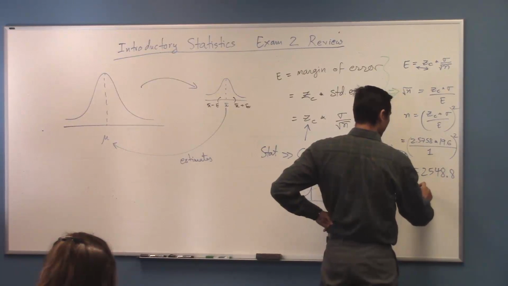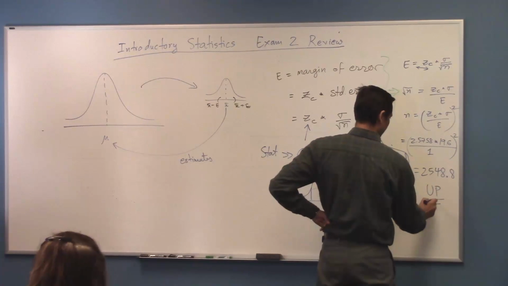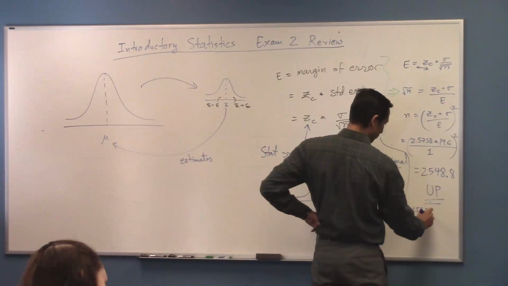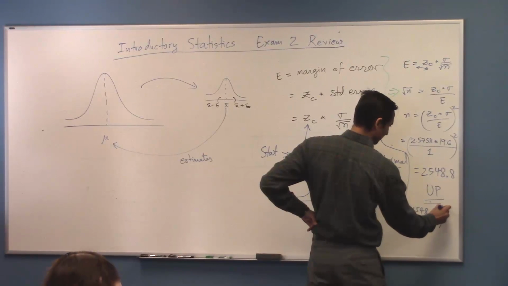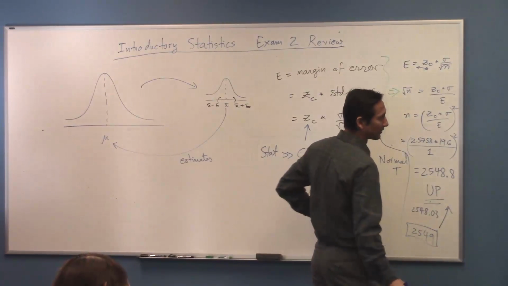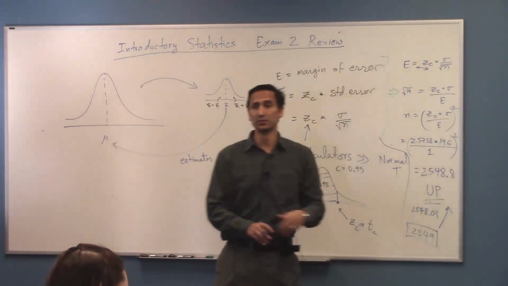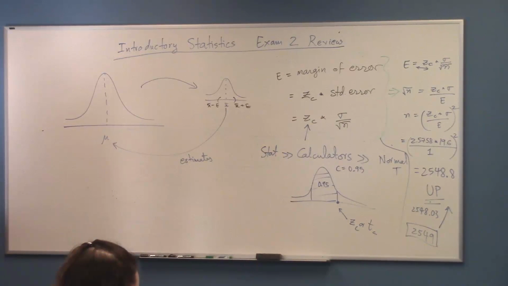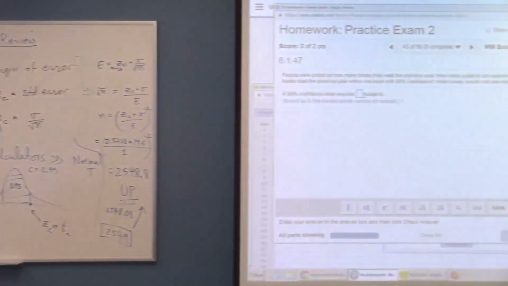2548.8. And always round up, okay? Even if it's like 2548.03, you always round up to 2549. And why do we always round up? Because in this case, the question, it's also given in the instruction itself. Round up, you see that? So let's write that answer, which is 2549.